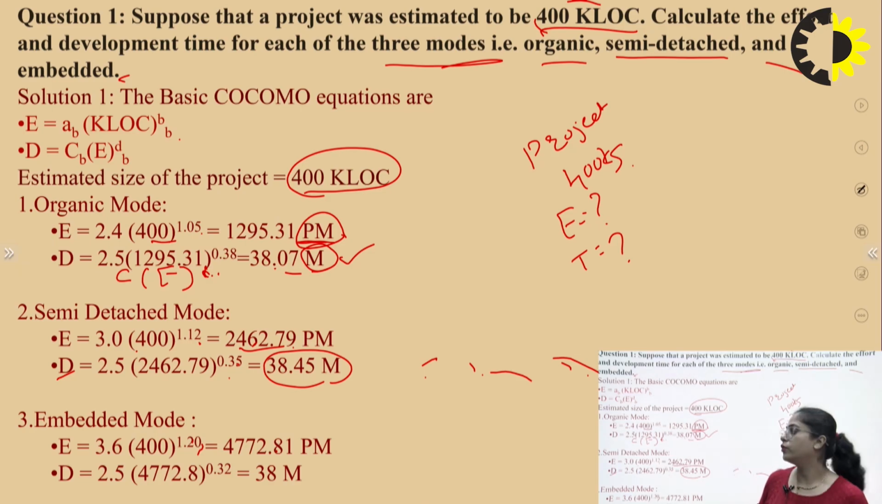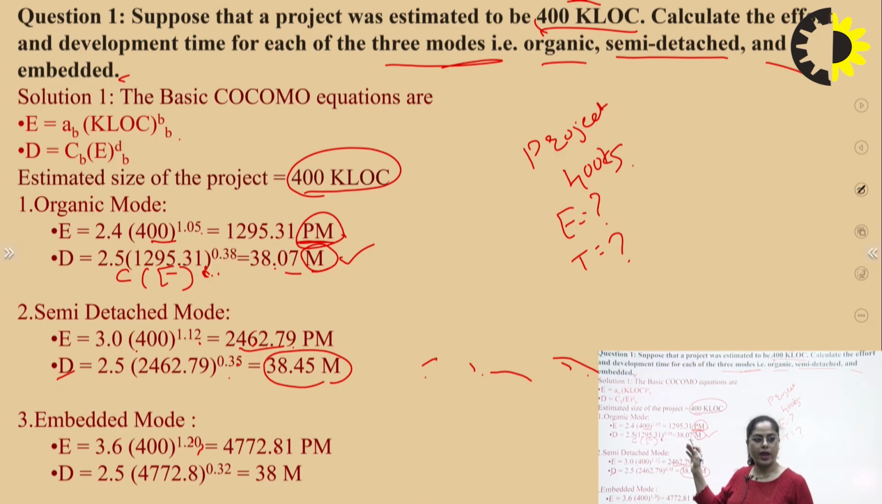So for the different modes of the COCOMO model, that is the organic mode, semi-detached mode, and embedded mode, we get different values as per the project size and the complexity of the project. We decide which mode we have to choose, and we calculate the effort and the time.